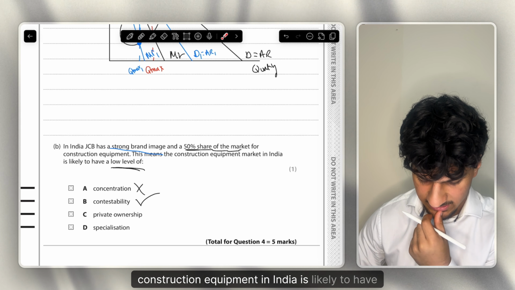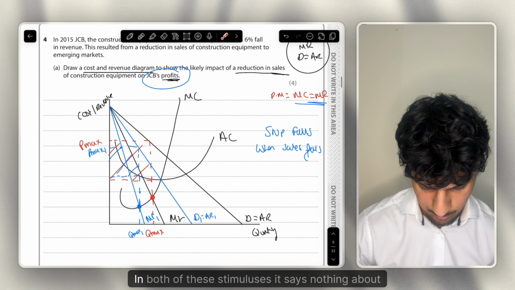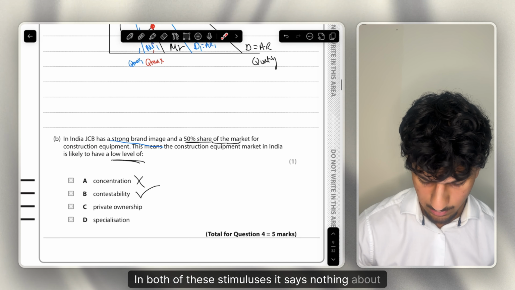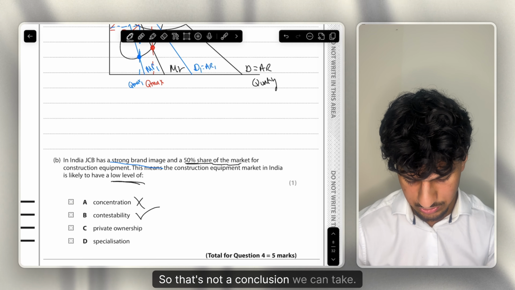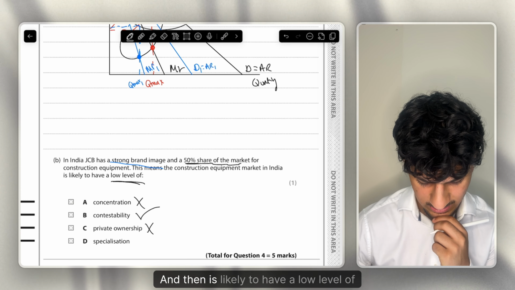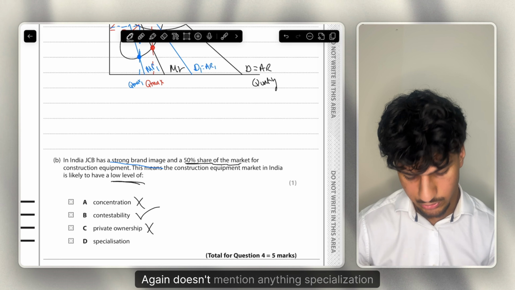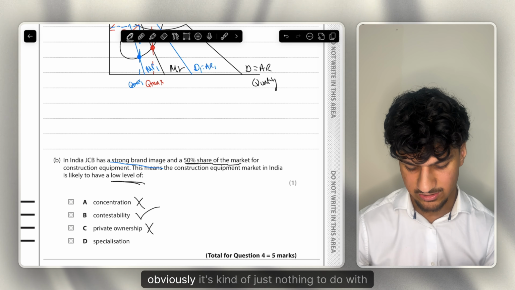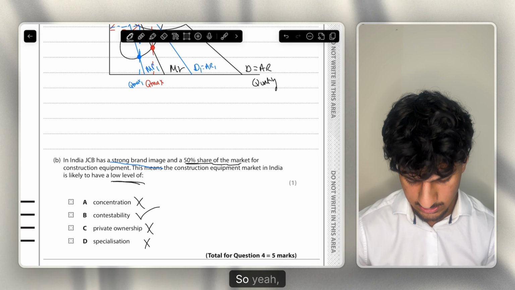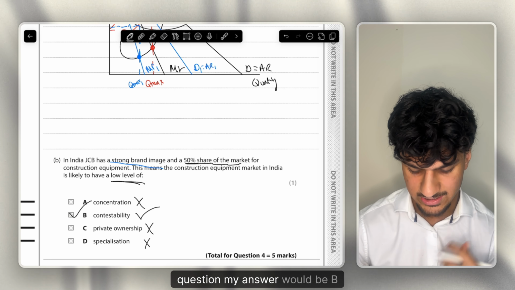C, construction equipment in India is likely to have a low level of private ownership. In both of these stimuli, it says nothing about private ownership, so that's not a conclusion we can take. And then it's likely to have a low level of specialization. Again, it doesn't mention anything. Specialization is obviously nothing to do with this. So yeah, for this question, my answer would be B.